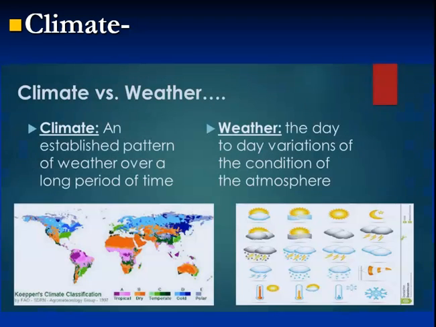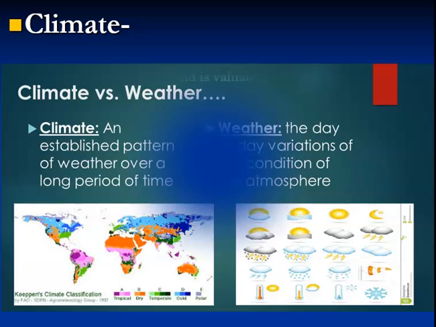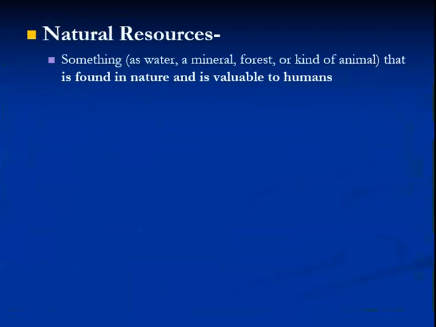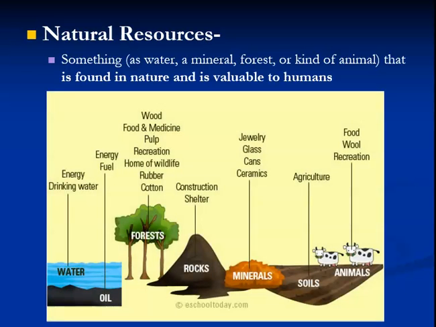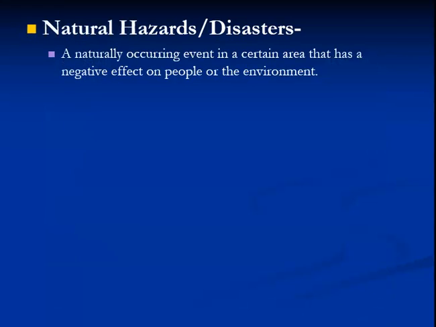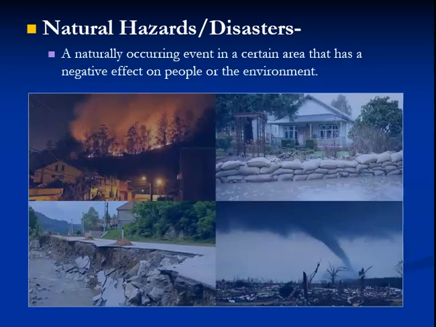Then there's climate. You definitely want to make sure you understand the difference between climate and weather. Again, we went over this in an earlier lesson. If you need a refresher, here you go. Natural resources: something like water, minerals, a forest, or a kind of animal that is found in nature and is valuable to humans. All of these are natural resources. Again, just a little review. And natural hazards or disasters: a naturally occurring event in a certain area that has a negative effect on people or the environment.